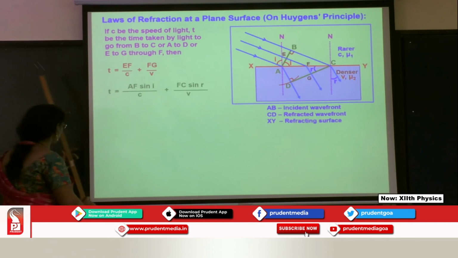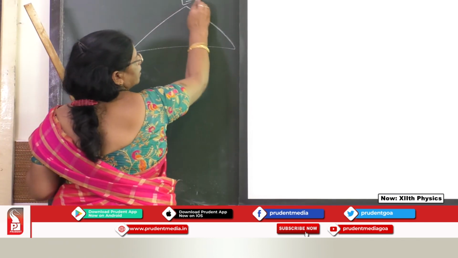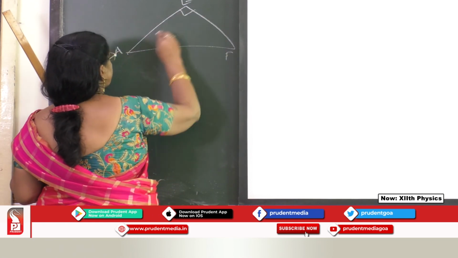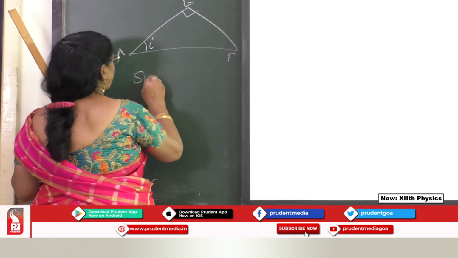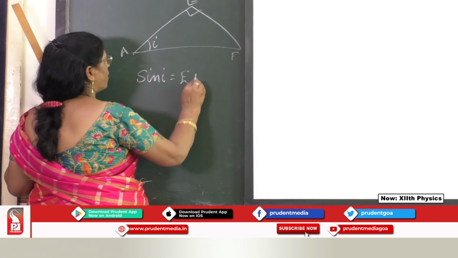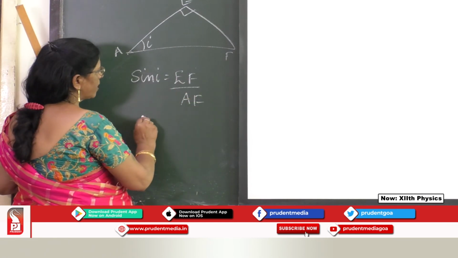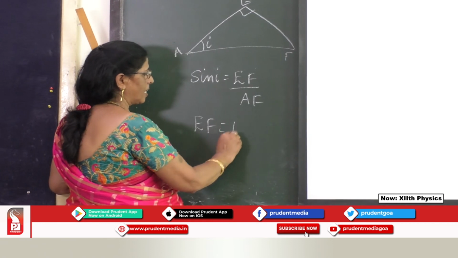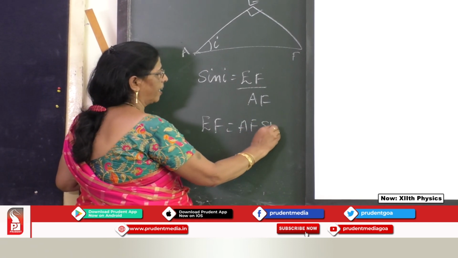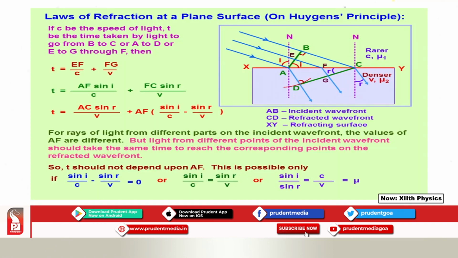Because when you consider over here, this is AEF and this is 90, this is I. Sine I is equal to opposite side, which is EF, upon hypotenuse, which is AF. So EF is equal to AF sine I. Okay, so this is what I have written over here. In place of EF, I have written AF sine I upon C.